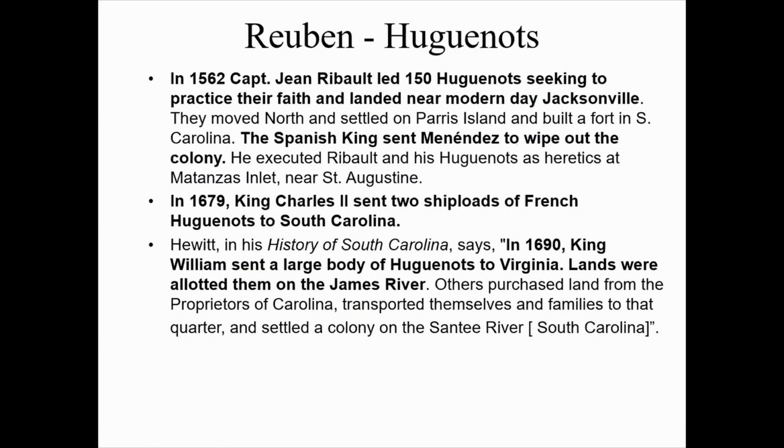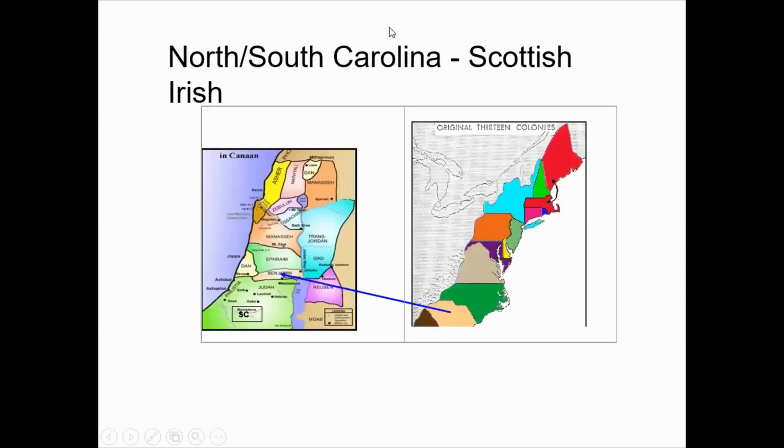Now, that wasn't the only settlement. There was an early settlement, and that one was in 1562. This settlement was in 1562 by Captain Jean Ribaut, led by 150 Huguenots that were simply trying to practice their faith, landed in modern-day Jacksonville. The Spanish king was accused of wiping them out. It really was mercenaries to wipe some of these people out. So this was a settlement, like we said, into the Carolina area.